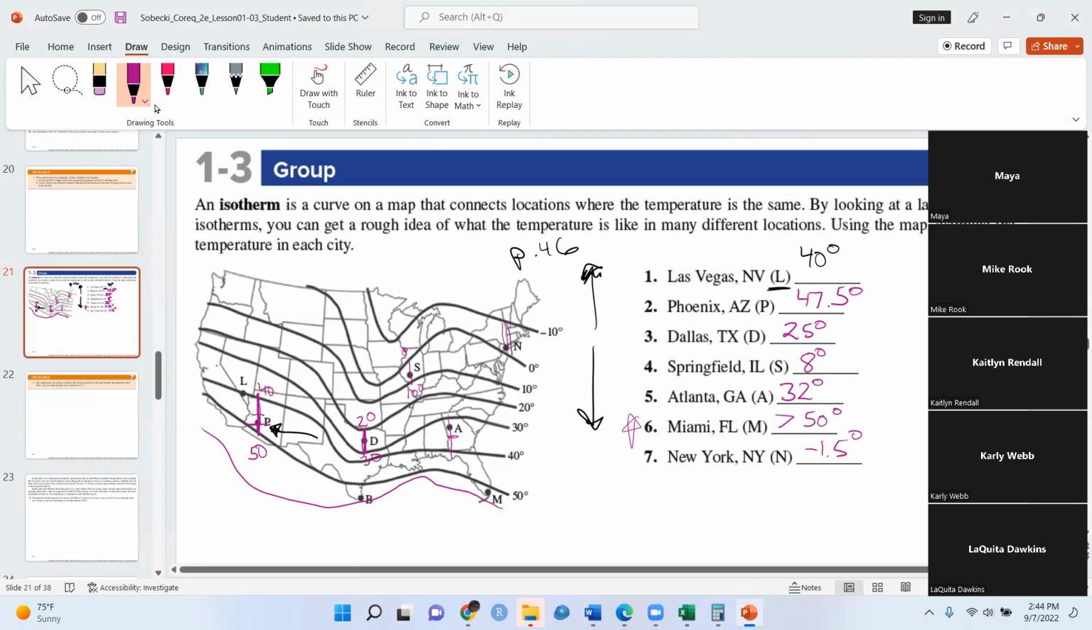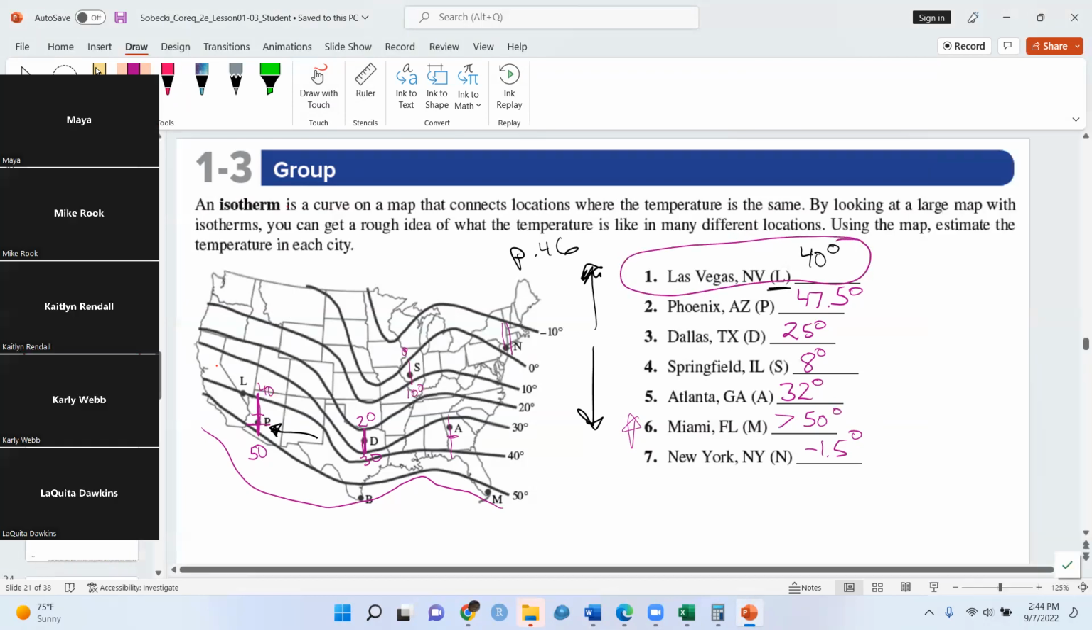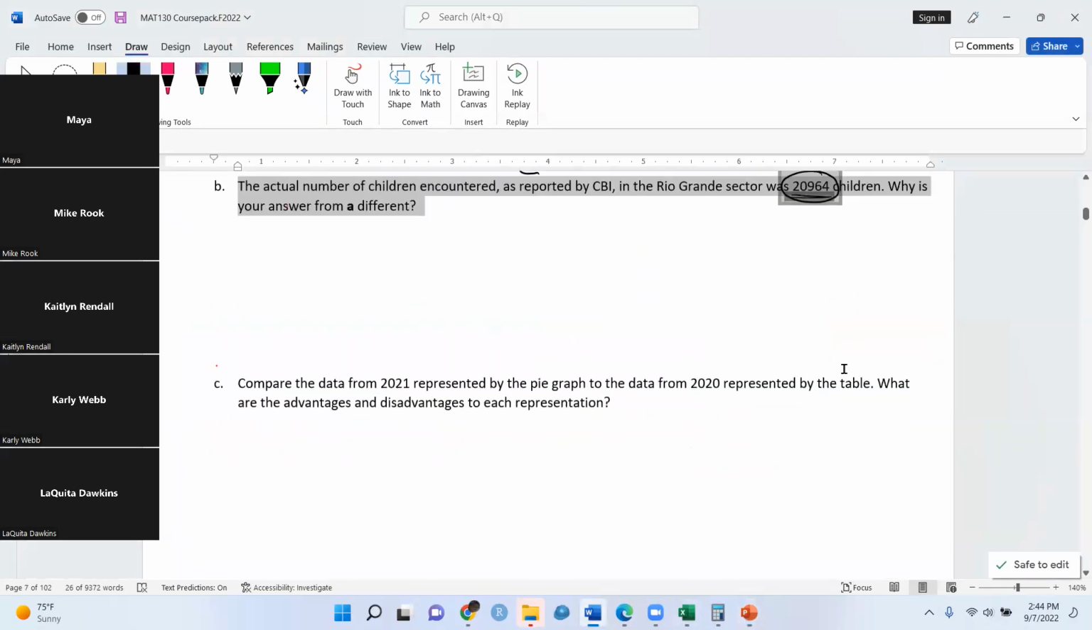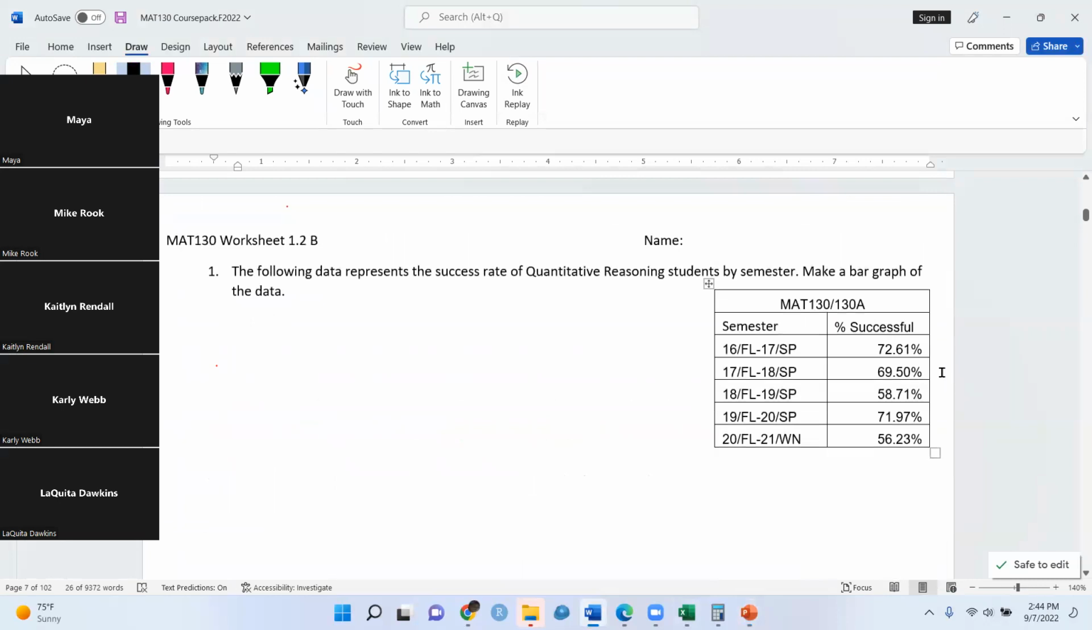Just while we're here, this is the 1-3 lesson check answer. I picked the 40 degrees because I think that's one that everyone would agree on. Lesson check 1.3. So we're kind of going all over the place, I'm sorry, but let's jump to the 1-3 worksheet.